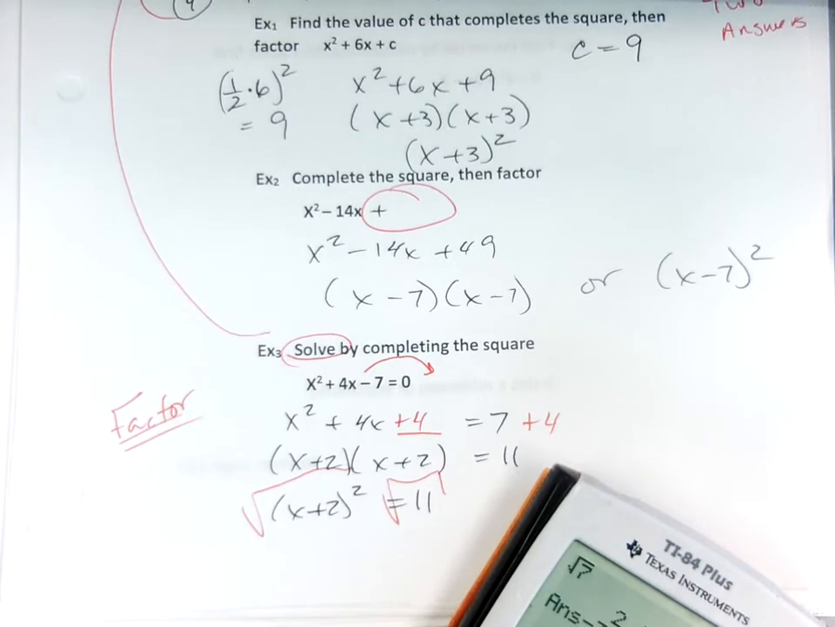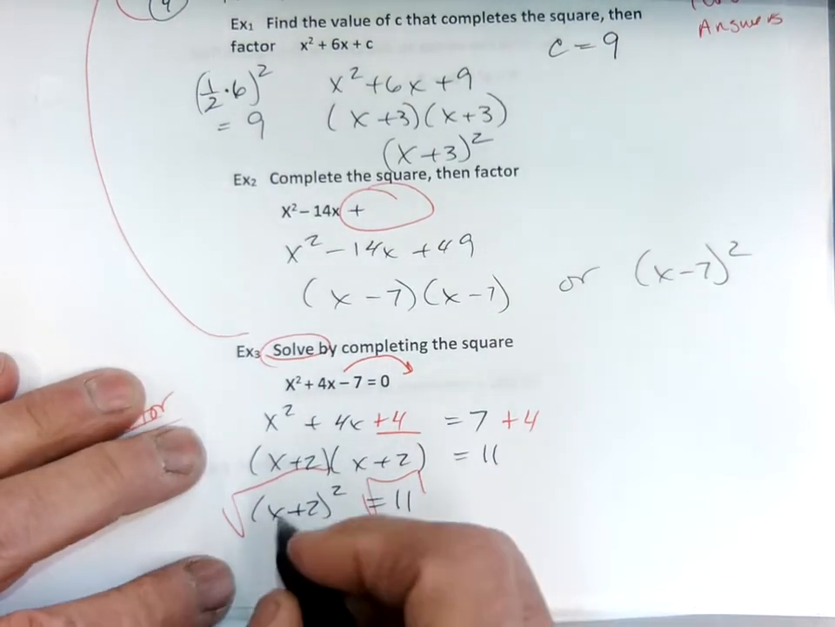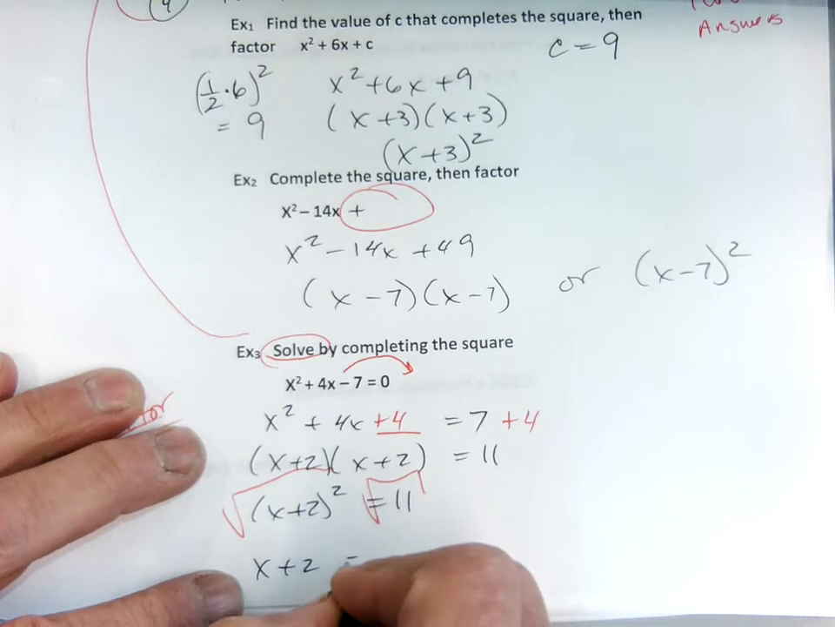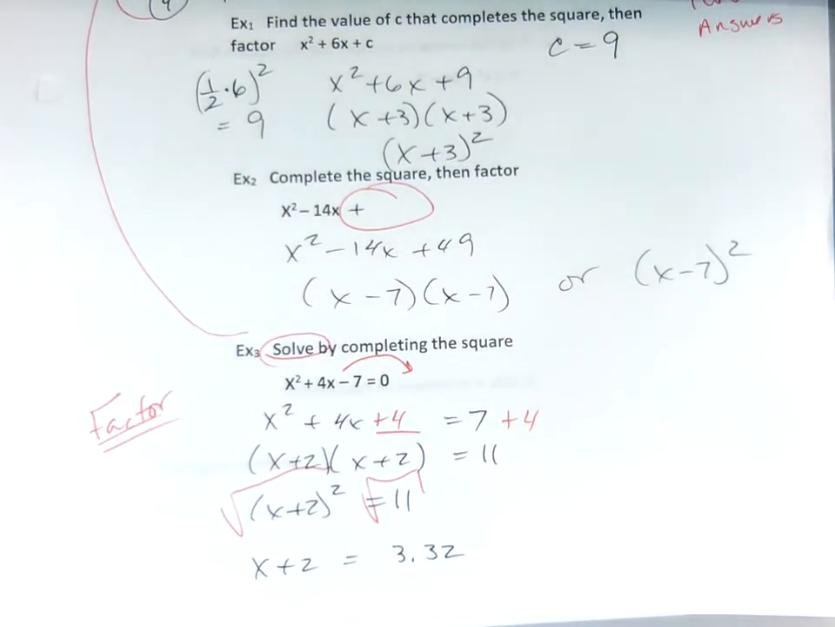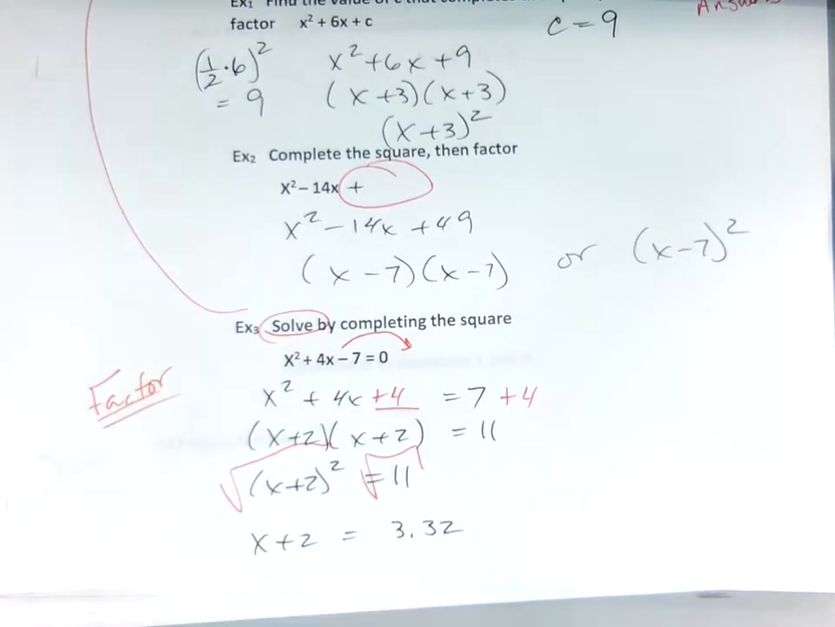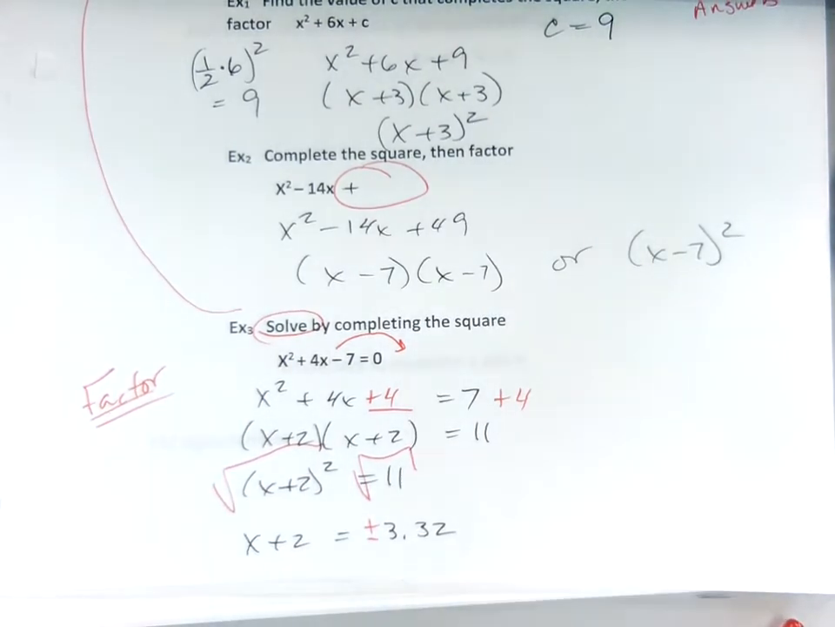Okay, so then I'm going to take, what is the square root of 11? The square root of 11 is about 3.32. Okay, so I've got x plus 2 equals 3.32. But Grace says, how many answers, Grace, do you say? 2. So how am I going to get 2 answers here? Negatives and positives. Plus or minus, because I took the square root, right? Plus or minus.